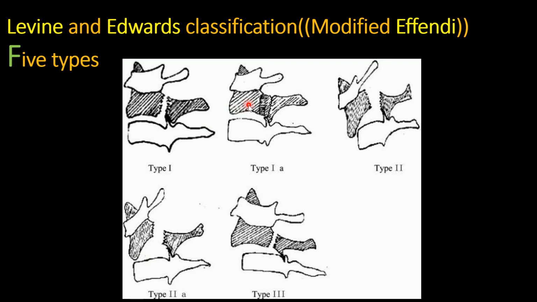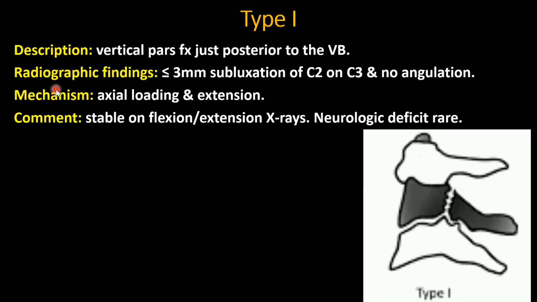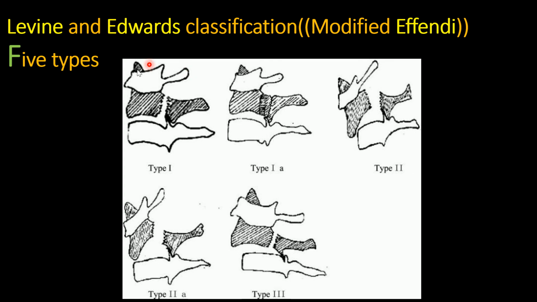Here we can see the 5 grades of Levine and Edwards, the modified Effendi's classification. It is 5 types. Also Francis grading is 5 types. So we have 5 types of Levine and Edwards and 5 grades in Francis. Each type here will be mentioned separately.